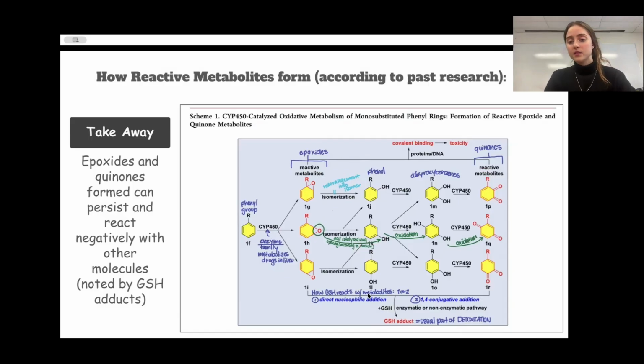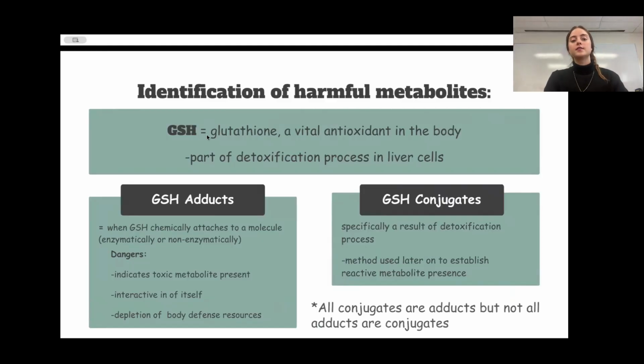The known presence of these reactive metabolites is from the formation of a GSH adduct, which is formed through direct nucleophilic addition or 1,4 conjugative addition. GSH stands for glutathione, which is a vital antioxidant in the body, usually part of a detoxification process in liver cells. The adducts themselves are a signal that this detoxification process has started, or they themselves can become reactive metabolites as they're further metabolized. We'll be looking mostly at GSH conjugates, which fit within the larger adduct category and mostly just signal the start of that detoxification process because of the presence of reactive metabolites.